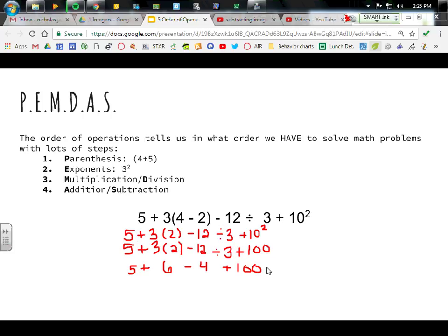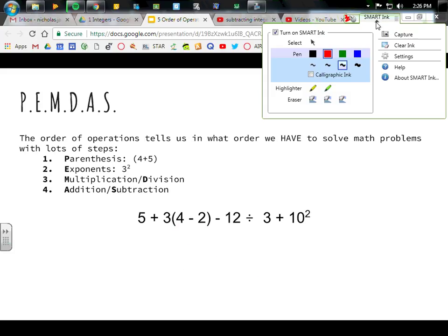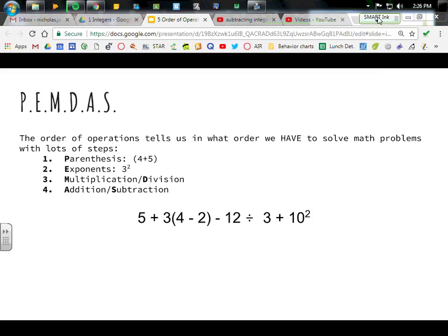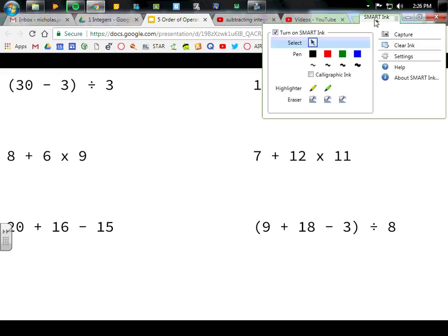See how the problem is getting a lot easier and more manageable. So now we're just going to add and subtract left to right. So we can do 5 plus 6, which is 11, and then 11 minus 4, which is 7, and then 7 plus 100, so we get 107. All right, seems fairly doable, right? I'm going to clear my ink, and I don't remember when I wrote this slide. I may have included the solution. I did not. All right, so let's do some more practice together.